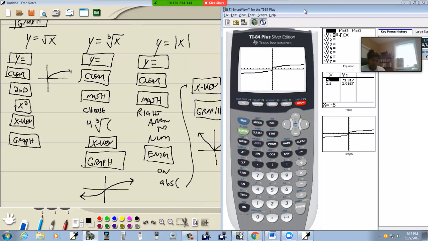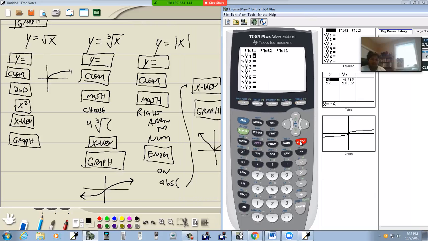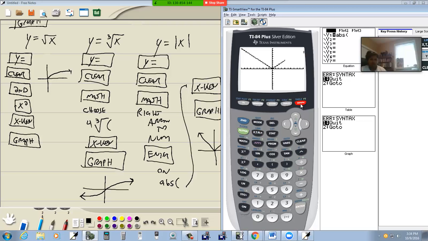So if I go to graph this, press my Y equals, press clear. I do my math. Now when I say right arrow to num, across the top you see it says math, num, CPX, PRB. If I right arrow, that'll take me to the num menu. Now ABS is already highlighted, so when I say enter on ABS, I'm just simply saying press enter. And then you do your X key, and then graph. And that's our V-shaped graph.